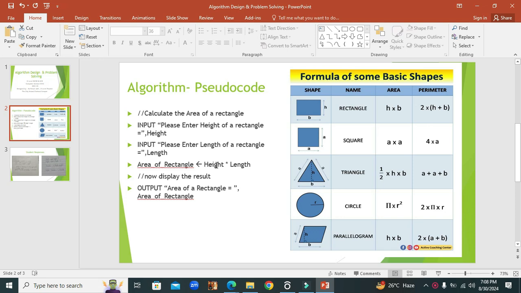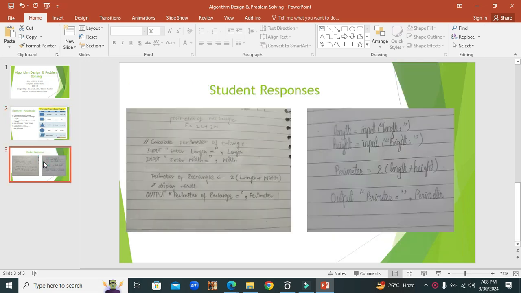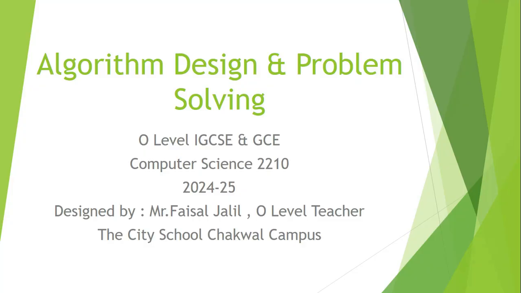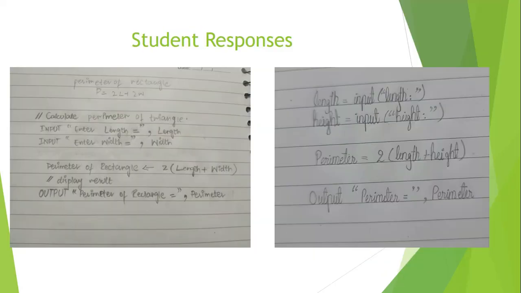We have calculated the area of the rectangle and the perimeter of the rectangle. So I got the student responses as well, so let's check that. Here are the student responses. In this question, my student has used a different programming technique. Okay, now let's check that.